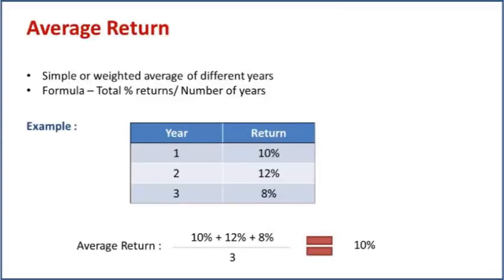Second, the average return. For the average return, we calculate return for each of the individual years. The total return of 3 years in this example is equal to 10% plus 12% plus 8% equal to 30%. Now, this 30% is divided by 3, which is the number of years, and hence average return is 10%.